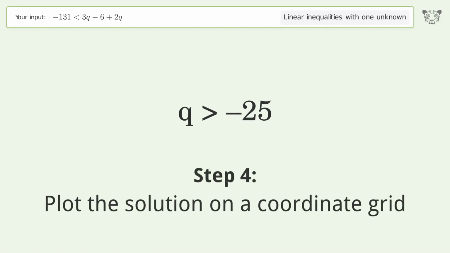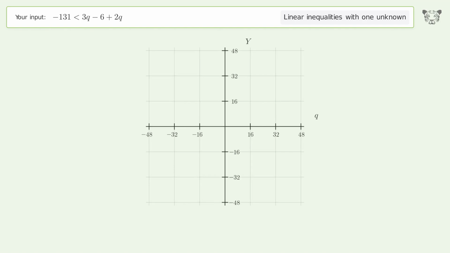Plot the solution on a coordinate grid. And so the final result is q greater than -25.